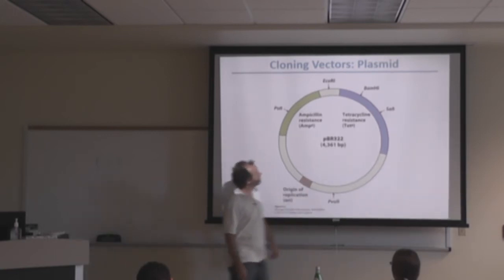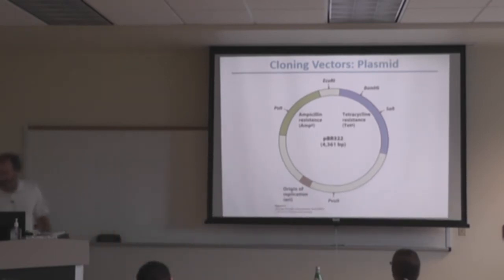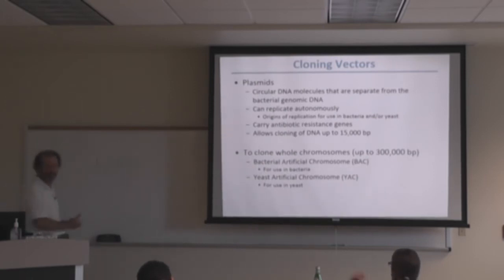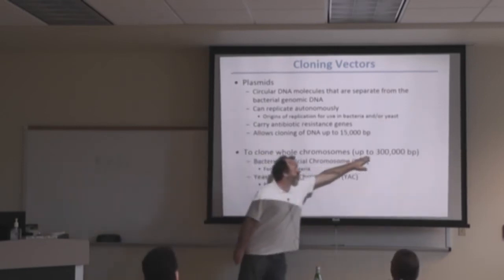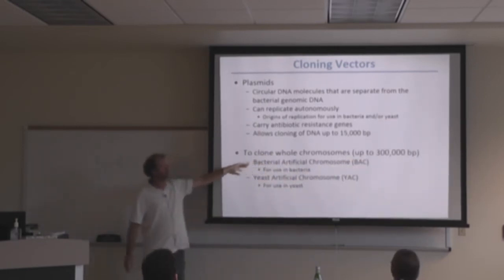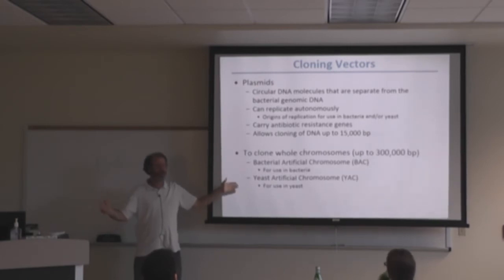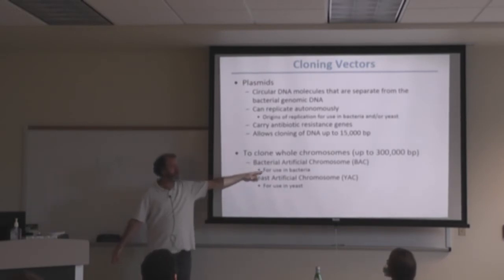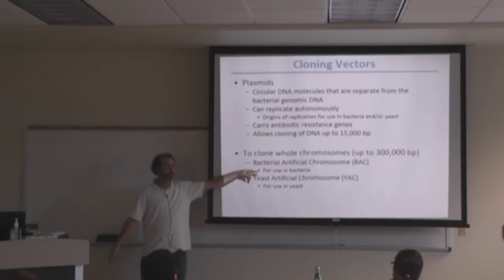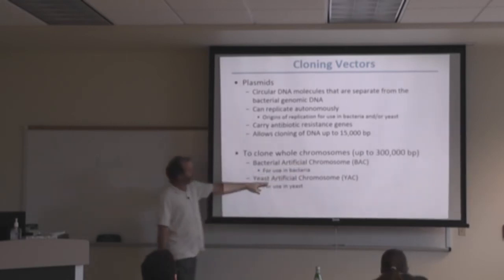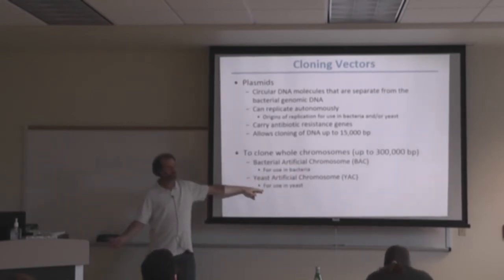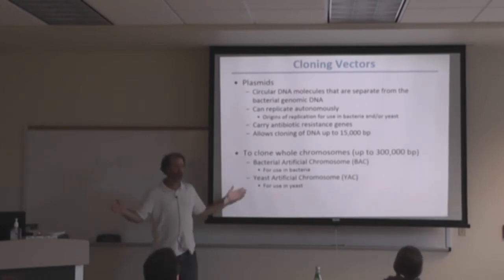and then your DNA is going to go in somewhere. And I think other vectors we didn't talk about, you can have whole artificial chromosomes that are much larger, up to 300,000 base pairs. So you can insert larger pieces of DNA in the artificial chromosomes. There are bacterial artificial chromosomes that you're going to use in bacteria. And if you guys are in that industrial biotech program, we're going to be making recombinant proteins using a BAC chromosome. Yeast artificial chromosomes are for use in yeast, obviously another artificial chromosome.